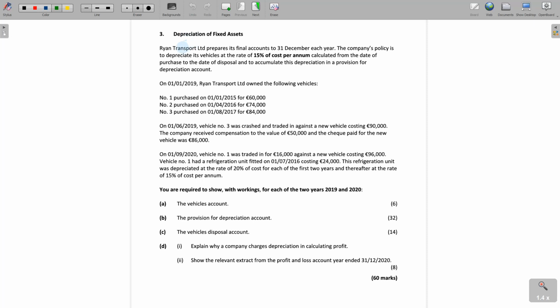Today we're going to be looking at a depreciation of fixed asset question. So this is always a 60 marker and this is year 2021.